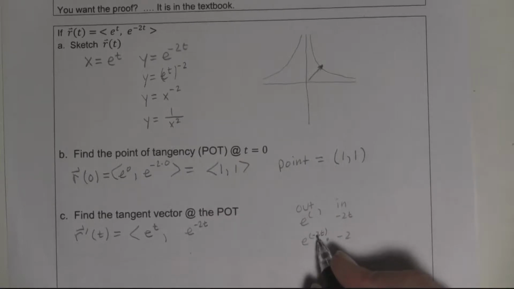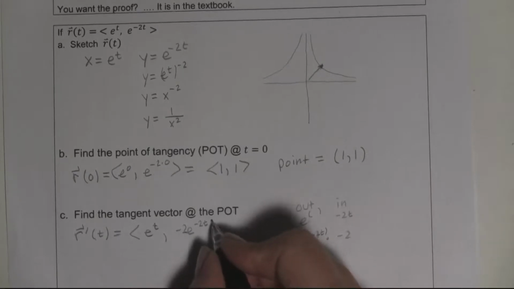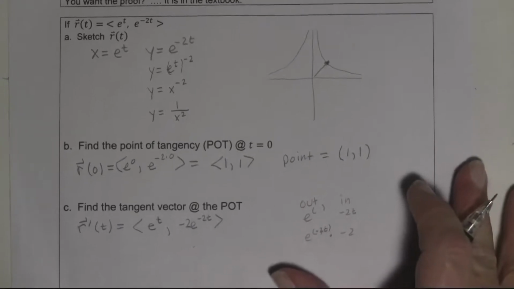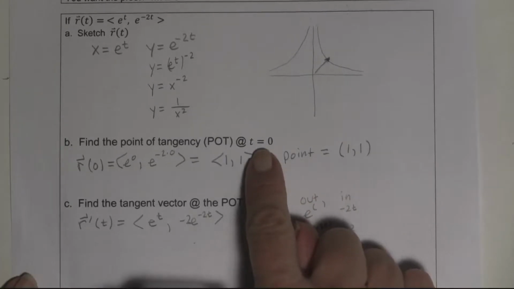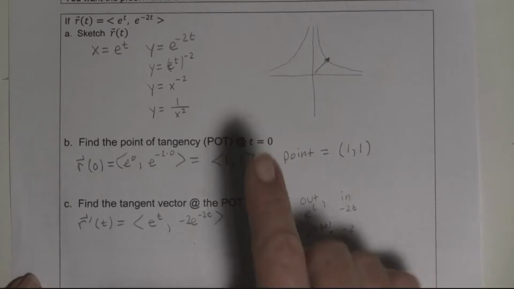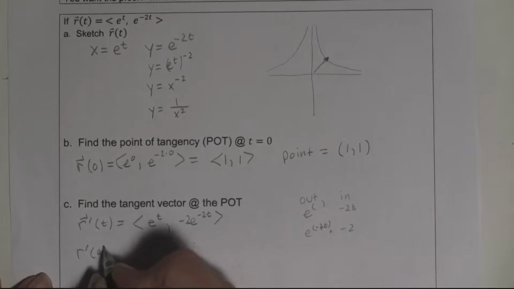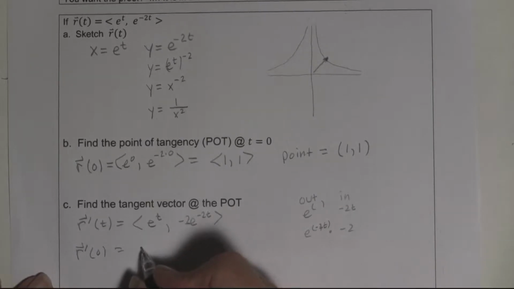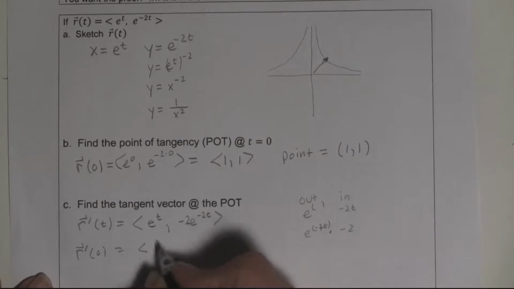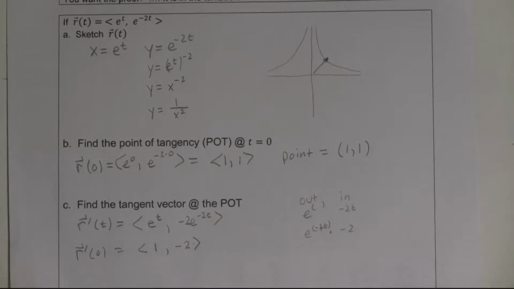E raised to the negative 2t times negative 2. That's hard to say, negative 2 here. And that's a vector. They wanted me to find it at the point of tangency, and they said that t was equal to 0. So I'm going to put in here r prime at 0. When I do, I'm getting this vector, which is 1, and when I put in here, I get 0, so I'm getting -2 as this vector. And this is our tangent vector.